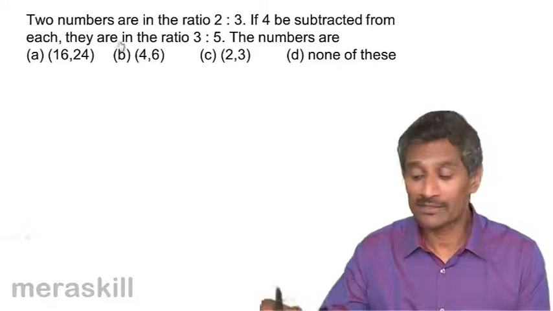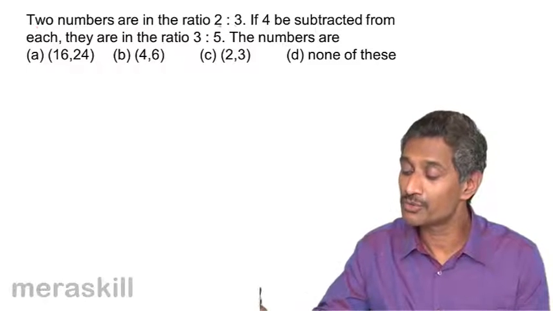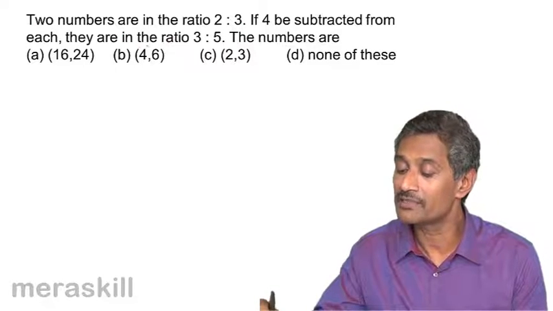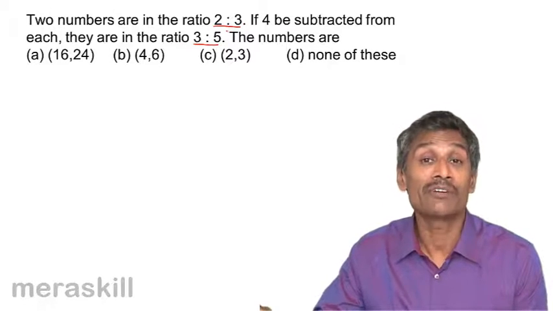Okay, so let's take this example. We have this example here. Two numbers are in the ratio 2:3. 4 is subtracted from each. They are in the ratio 3:5. Now here we need to revise what we learned.